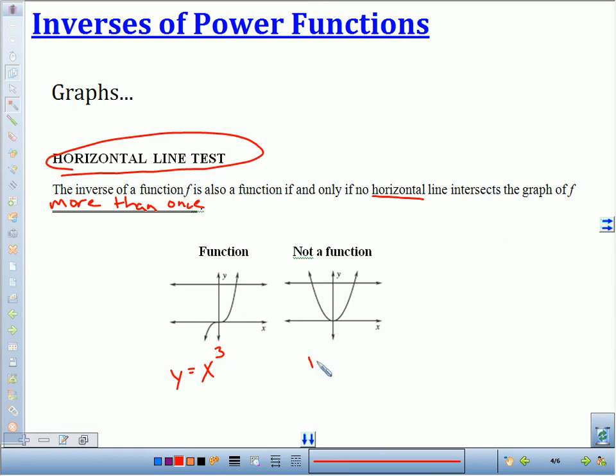On the other hand, we have a variation on y equals x squared. You can see that my horizontal line immediately crosses in two places. That means that the inverse of y equals x squared is not a function. So that's a way to tell.